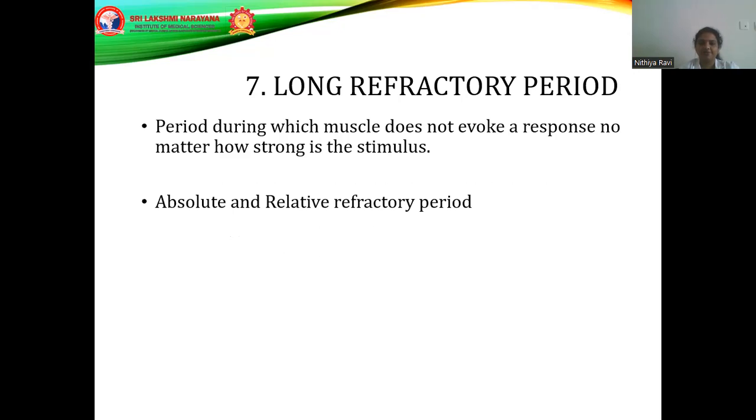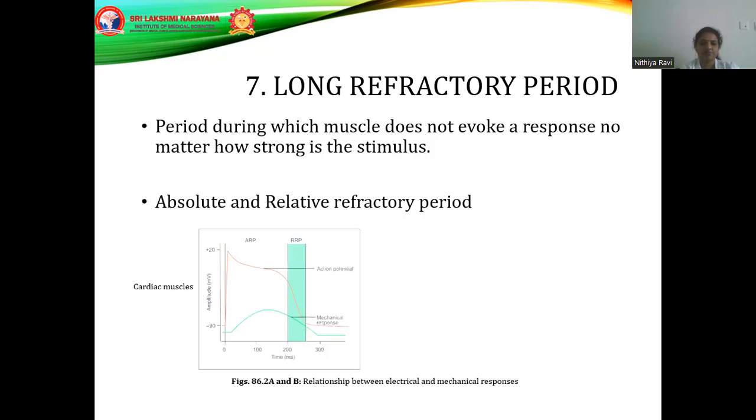So what do we mean by a refractory period? Refractory period is a period during which the muscle does not evoke a response, no matter how strong the stimulus is. Whatever stimulus you give and however strong the stimulus might be, the muscle tissue will fail to produce a response. That period of non-reactivity is called a refractory period. For the cardiac muscle, there are typically two refractory periods that can be recognized: one is the absolute and the other is the relative refractory period.